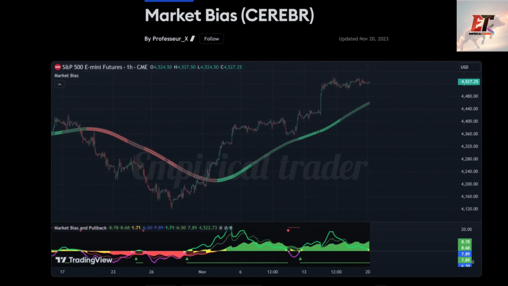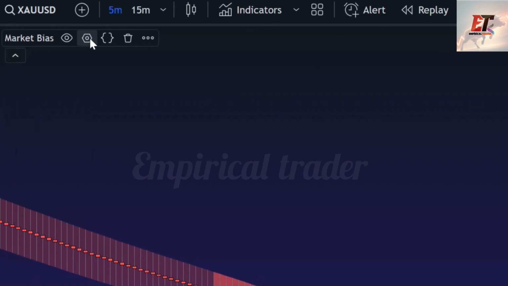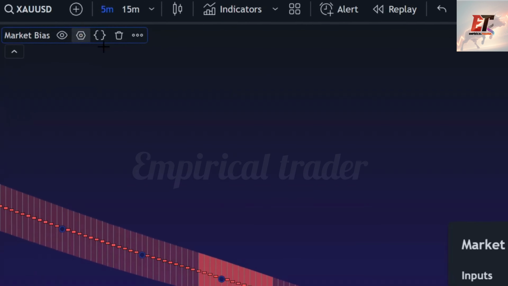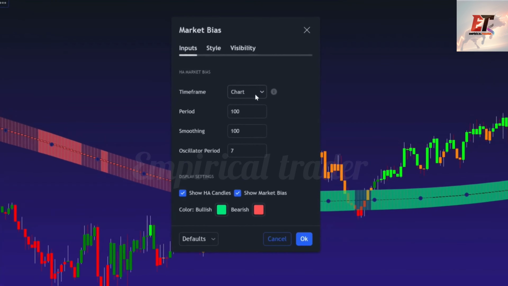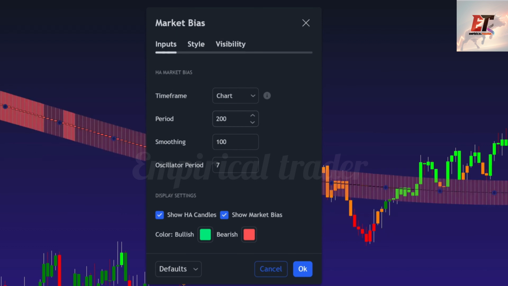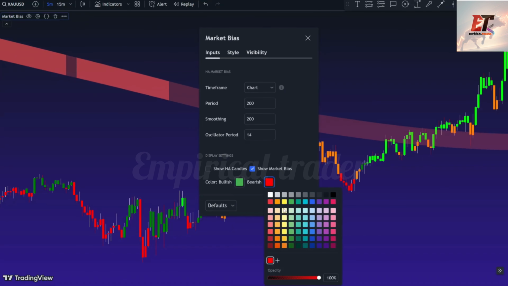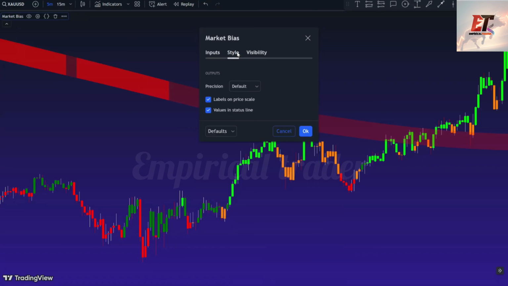The market bias indicator is like our trusty compass, helping us figure out which way the market wind is blowing. But before we put it to work, let's fine tune it a bit. Click on the indicator settings and in the input section, set the time frame to chart so it matches the chart's time frame. Want to pick broader trends? Just switch it to a higher time frame. Next, tweak the period option to 200 and do the same for the smoothing option. Then adjust the oscillator period to 14. For a cleaner chart view, turn off the Show HA Candles option. And don't worry about the Style tab. There's nothing more to fiddle with there.